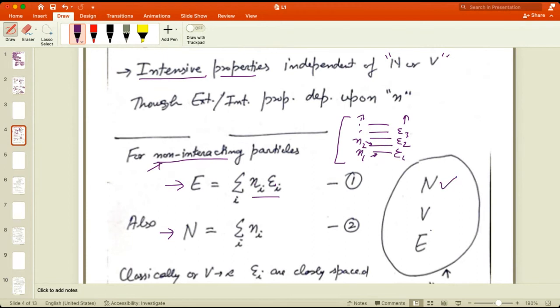So n is the total number of particles, E is the total energy, and V is the volume occupied by them. Basically, if you tell me these three parameters, then the state of the system will have a certain specification which is specified by these numbers, n, V, and E. Basically this specification I termed as macrostate. Macrostate.